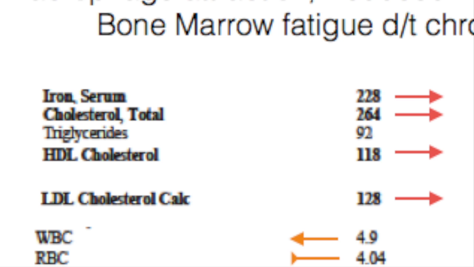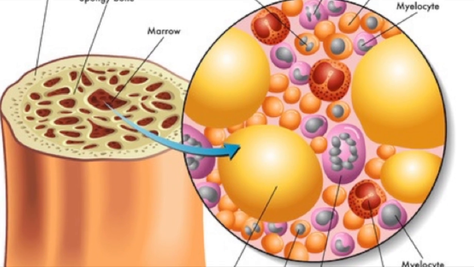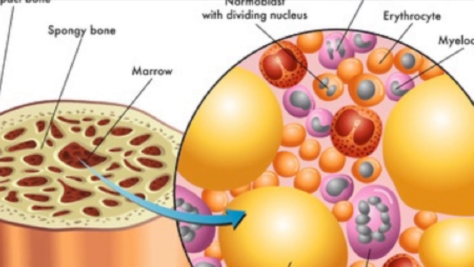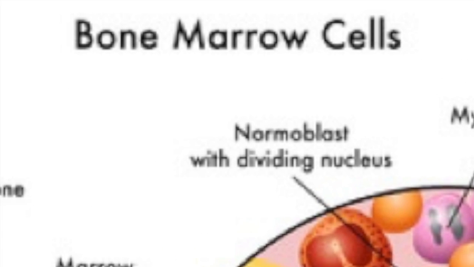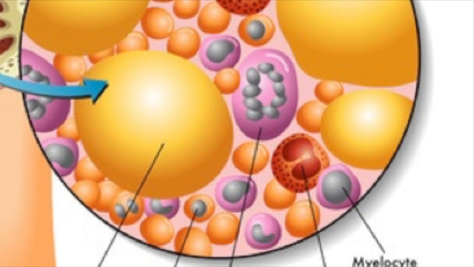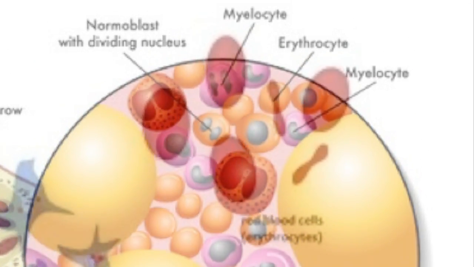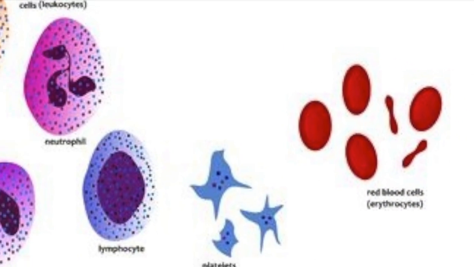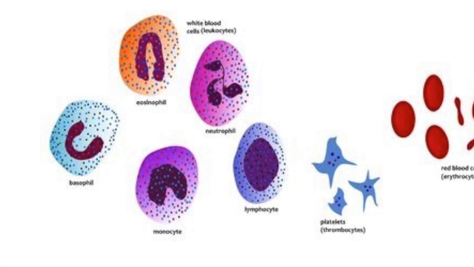This lab brings into question how they can have a serum iron of 228 and a low red and white blood cell count. This lab is indicative of a myelophthisis condition. When a patient has a low blood count, this means their bone marrow is not making enough of one type of blood cells. Bone marrow is a sponge-like tissue inside the bones. It contains stem cells that develop into three types of blood cells that the body needs. Red blood cells carry oxygen throughout the body, white blood cells fight infections, and platelets stop bleeding.